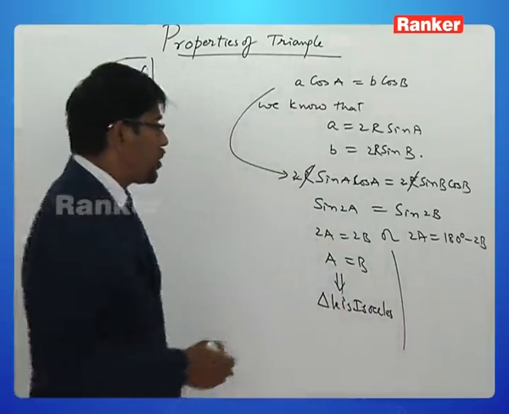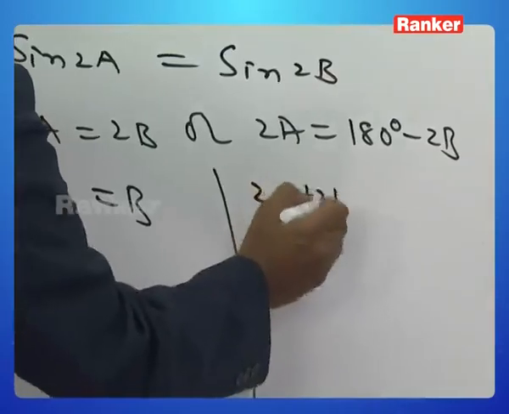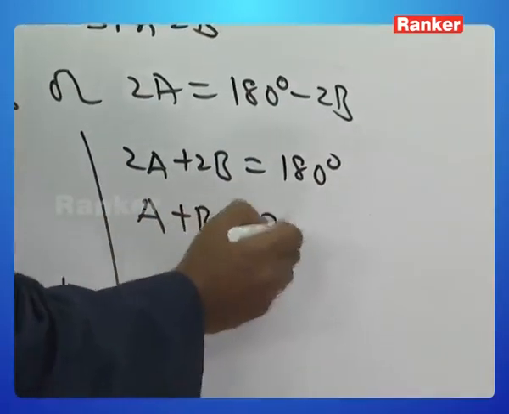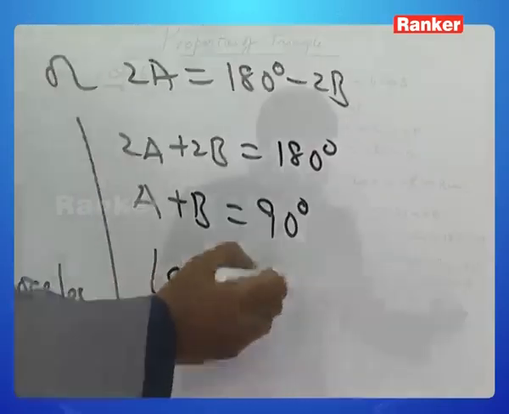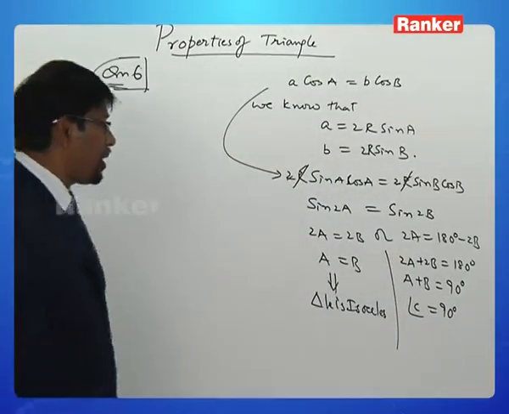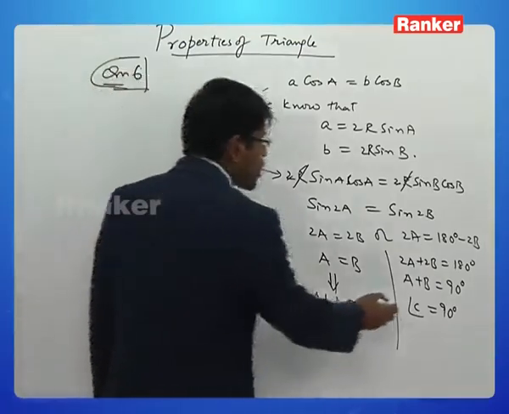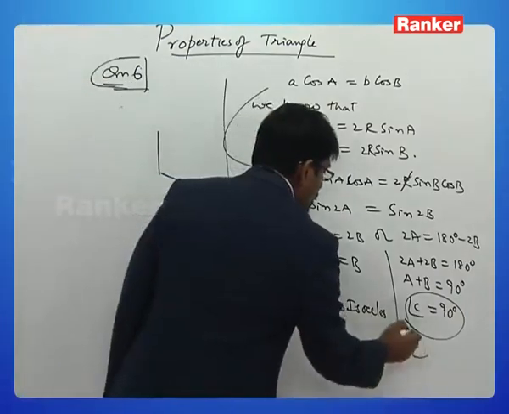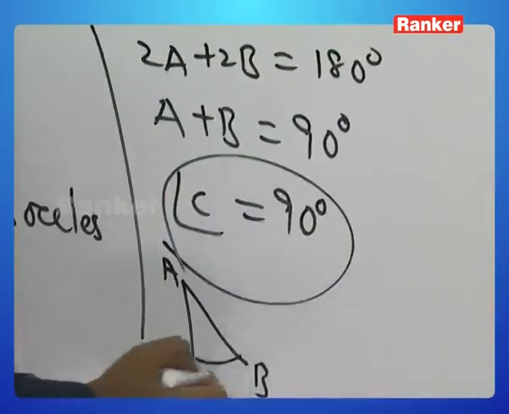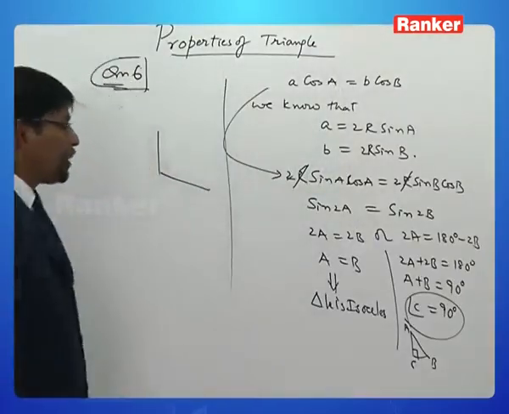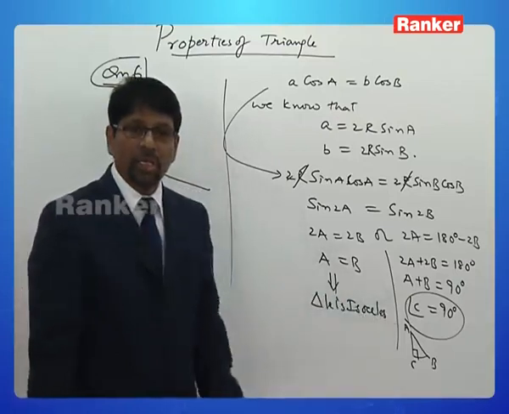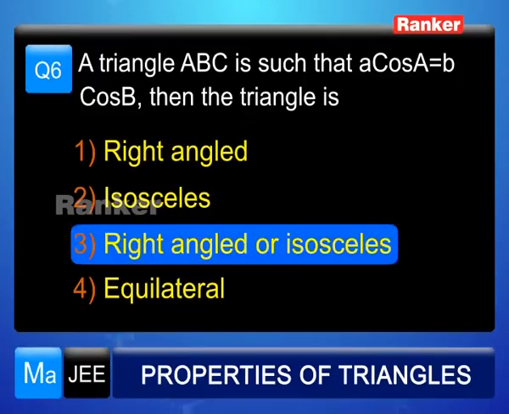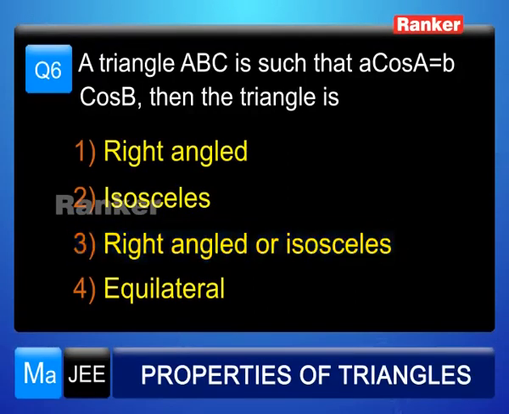Or 2A plus 2B is equal to 180. So that gives us A plus B to be 90, which also gives us angle C to be 90, because angle A plus angle B plus angle C in a triangle is 180. So we have one of the angles to be 90. So in this case it would have been a right angled triangle, right angled at C. So either the triangle will be isosceles or it will be right angled. Therefore option 3 is the right answer.